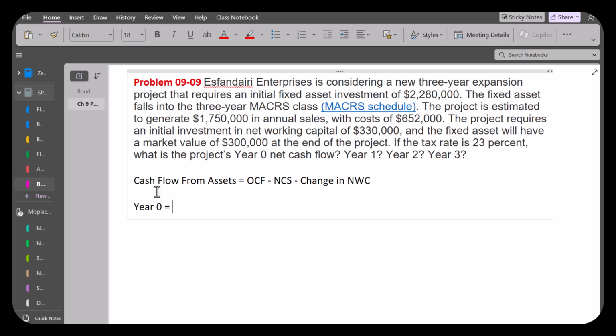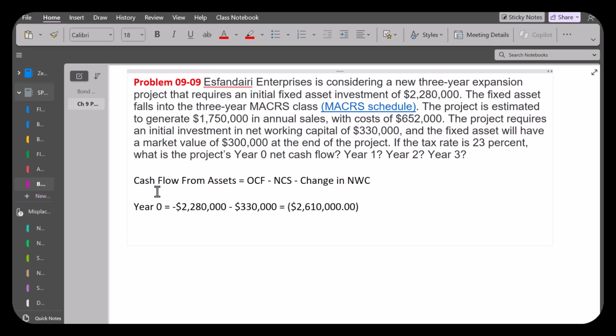OCF is obviously zero. Net capital spending is what we spent on the investment. There's no opportunity cost or anything like that. So 2.28 million minus change in net working capital, 330,000. So year zero cash flow from assets, or net cash flow, is negative 2.61 million.